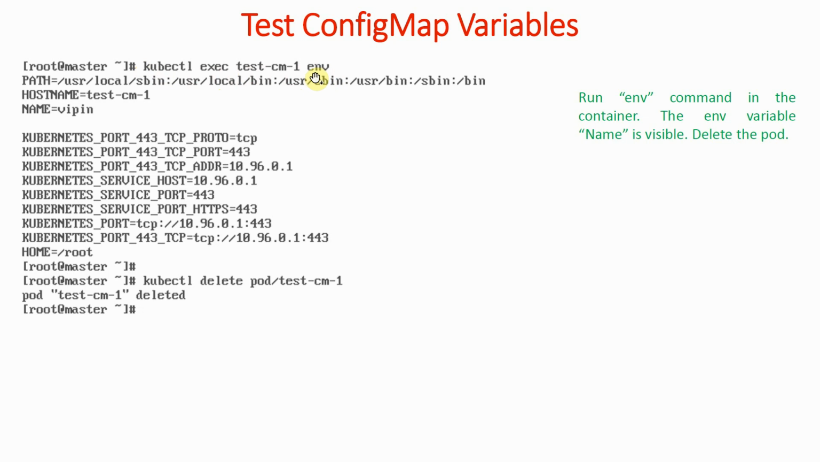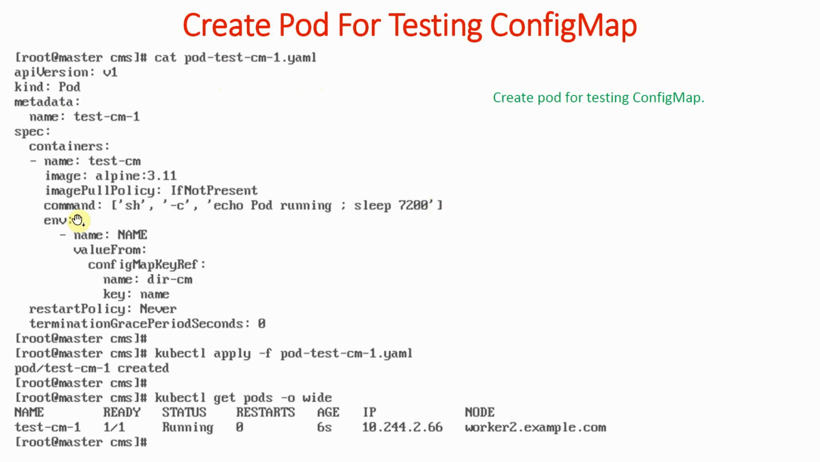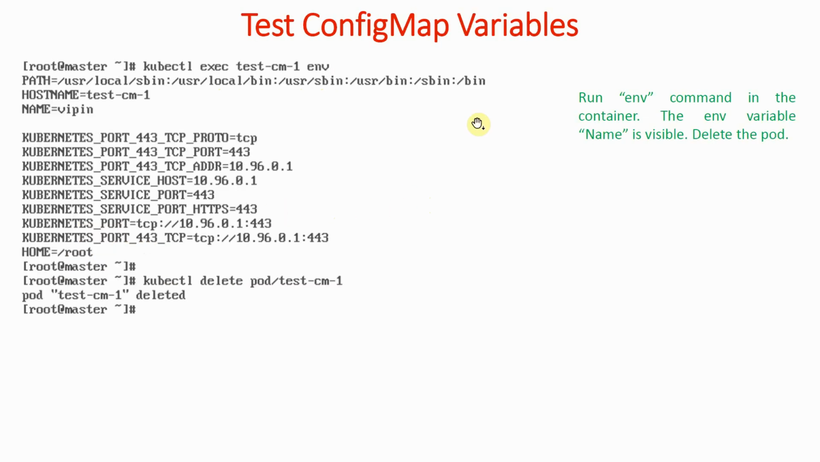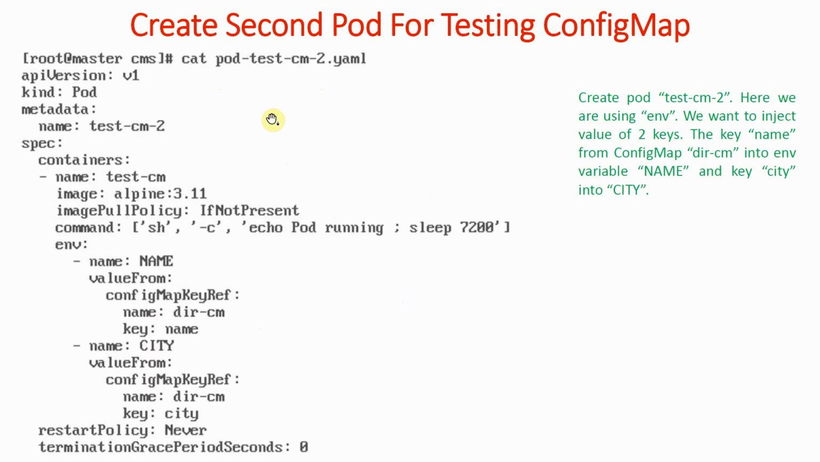So when we run this command, it shows name is equal to Vipin, because in this case we assigned a value to only one variable. After that, we are going to delete that pod. Now we are going to create the second pod for testing the config map.